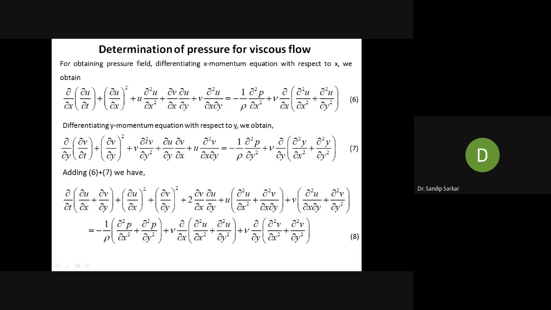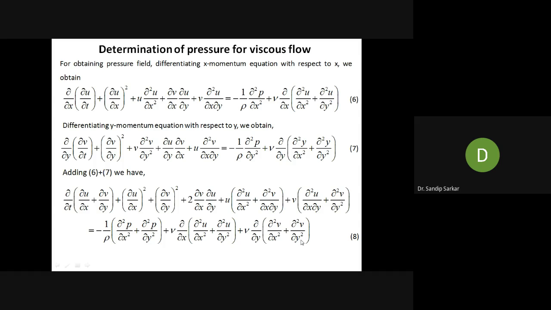If we take v common, so ∂²u/∂x∂y plus ∂²v/∂y² equal to minus 1 by rho, ∂²p/∂x² plus ∂²p/∂y², plus nu ∂/∂x of ∂²u/∂x² plus ∂²u/∂y², plus nu ∂/∂y of ∂²v/∂x² plus ∂²v/∂y².